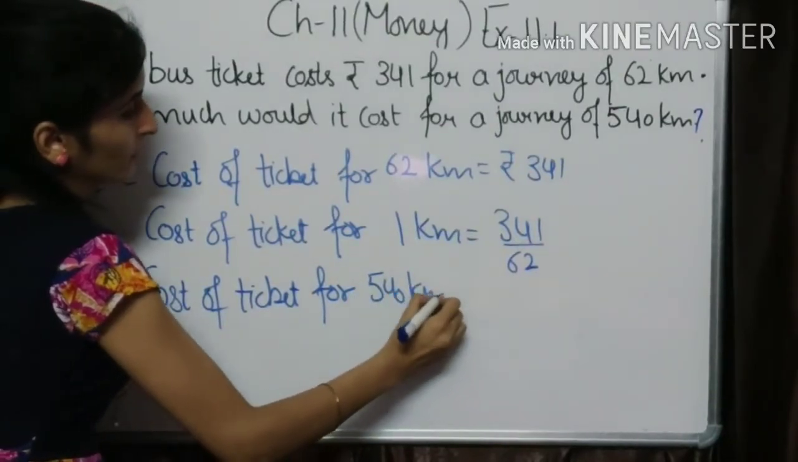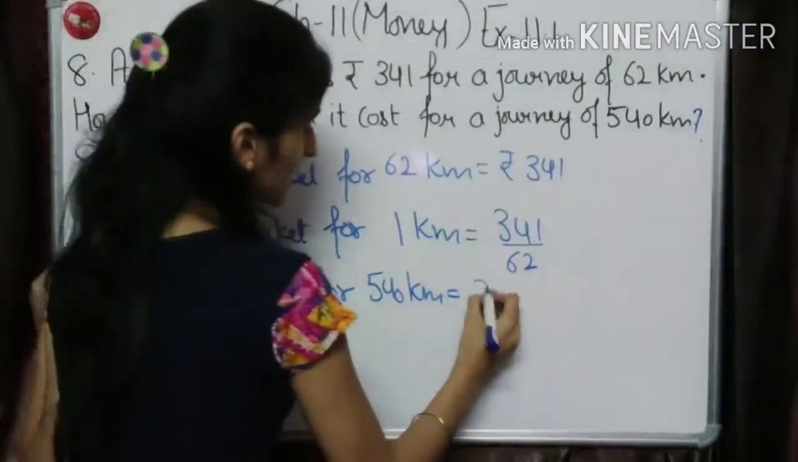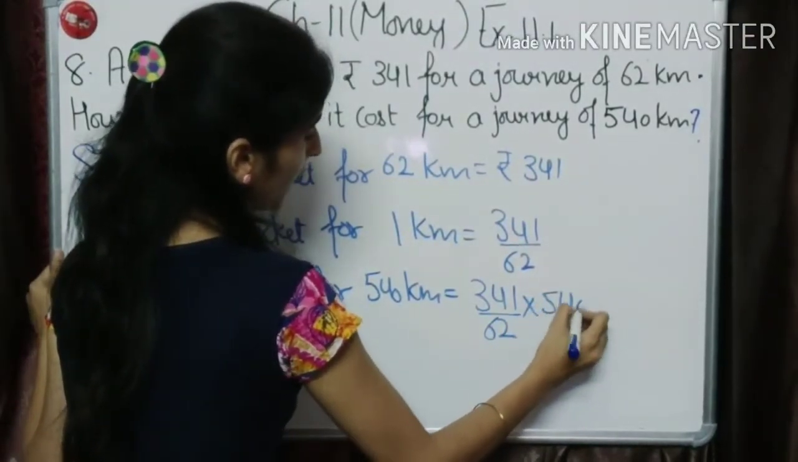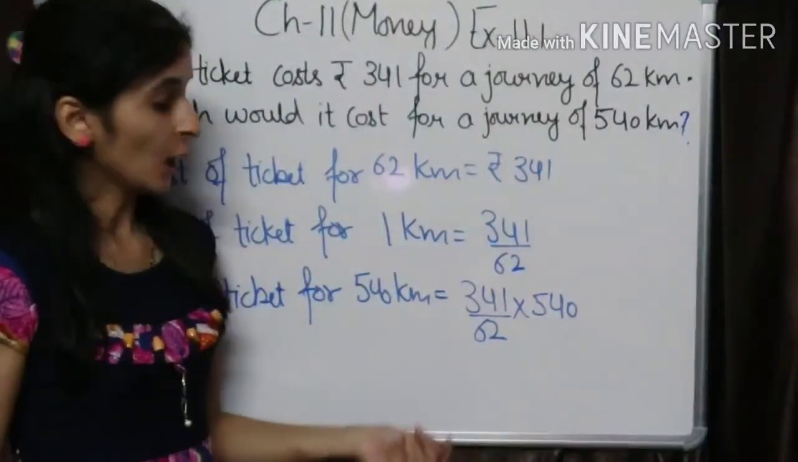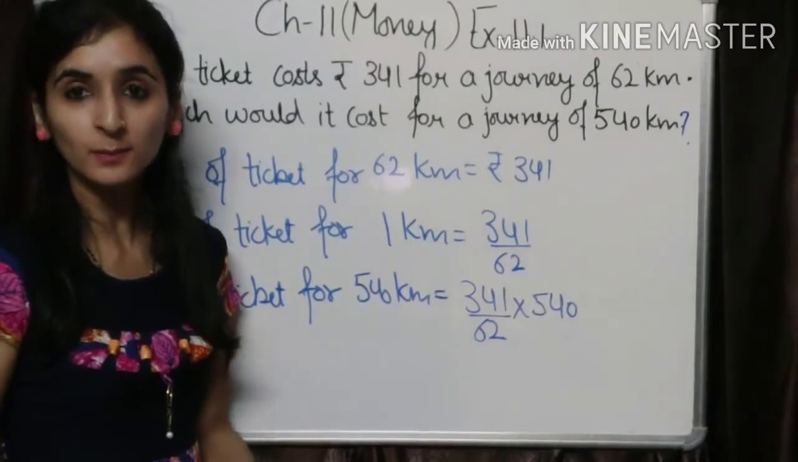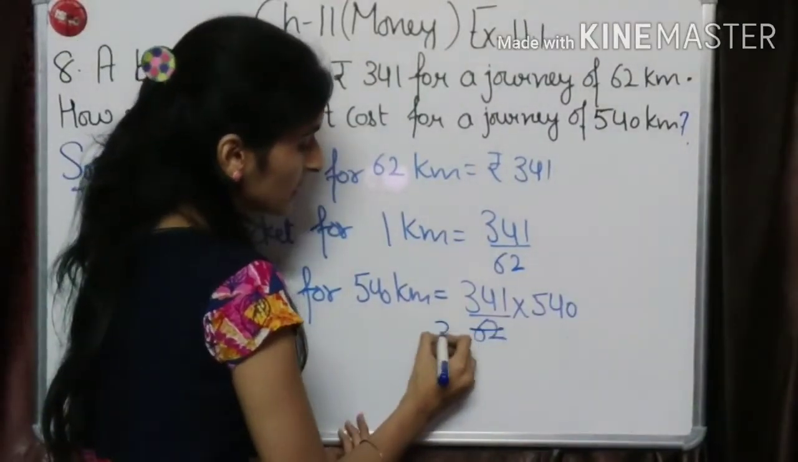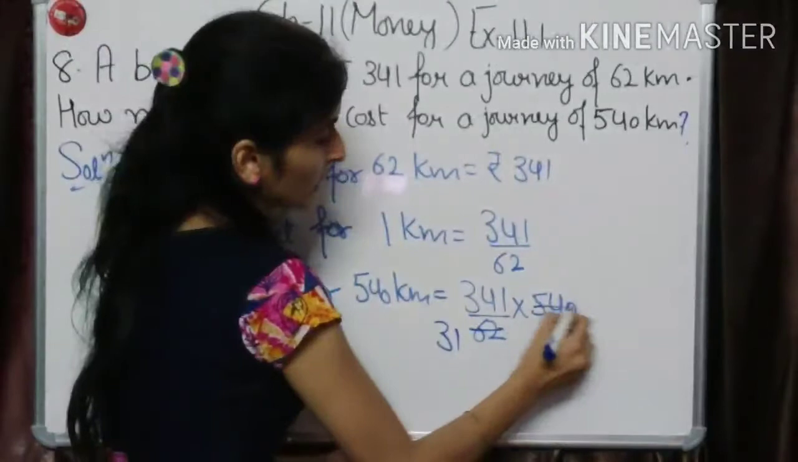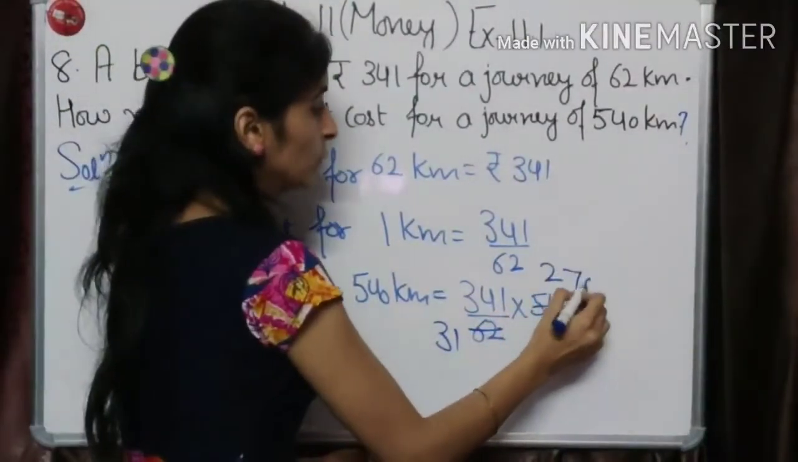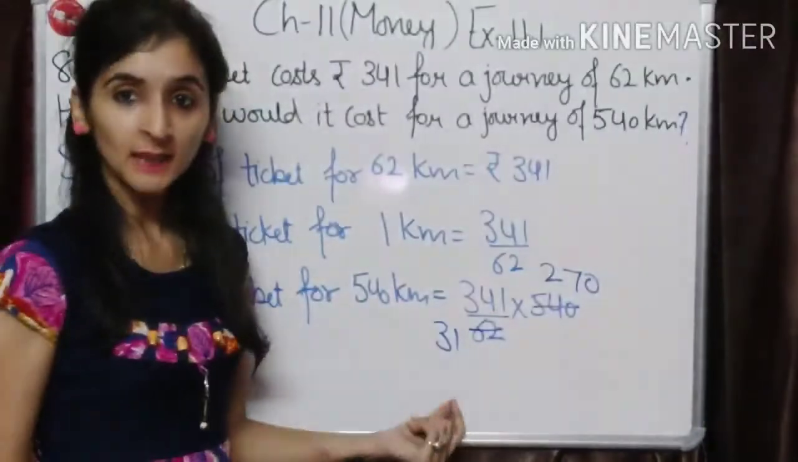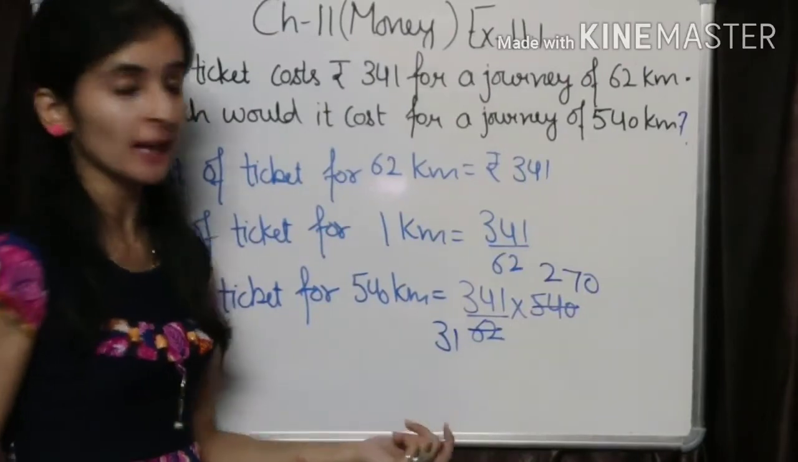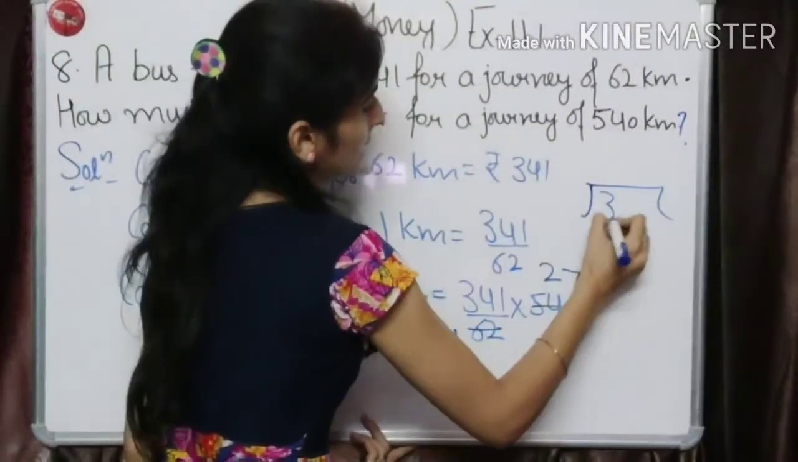540 kilometer will be equal to 341 by 62 multiplied by 540. Now, we all know that 62 and 540 both are divisible by 2. So, 2 3s are 6, 2 1s are 2 and here 2 2s are 4, 2 7s are 14, 270 will come, right? Now, if we divide this 341 by 31, what will we get?